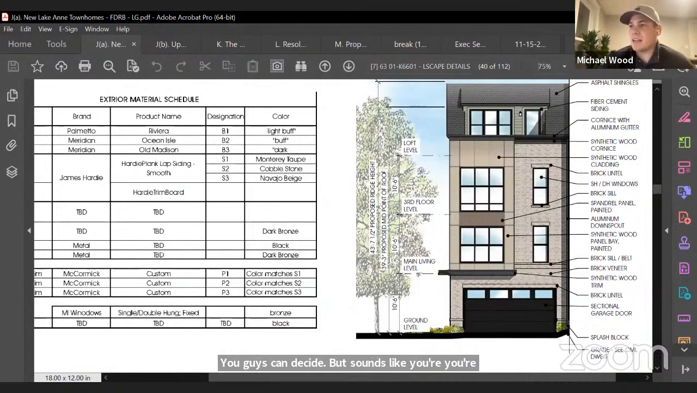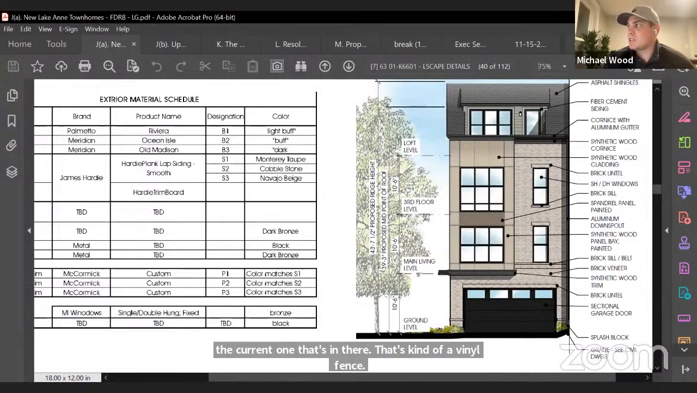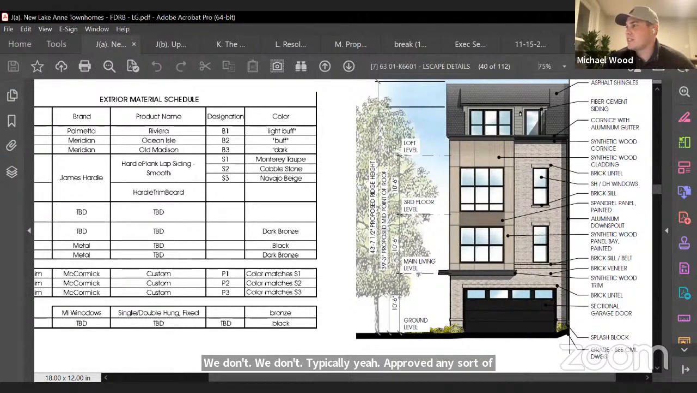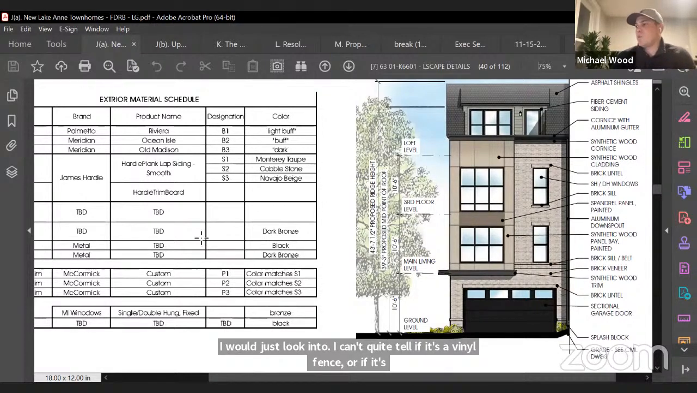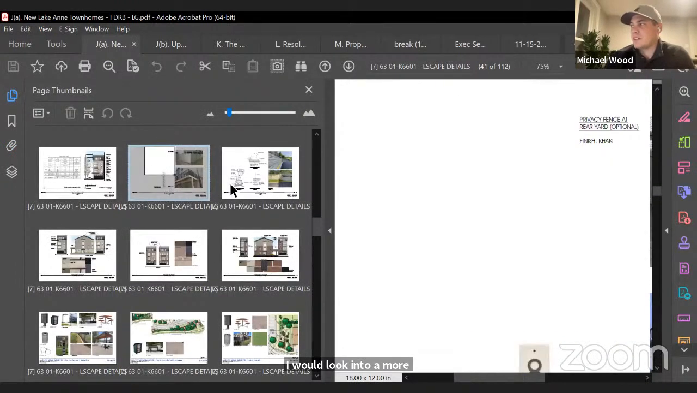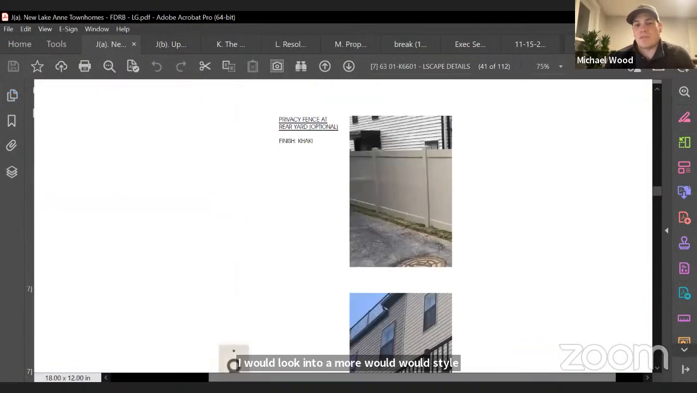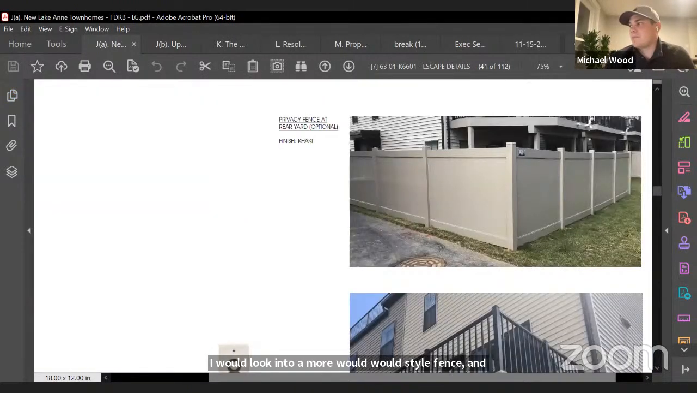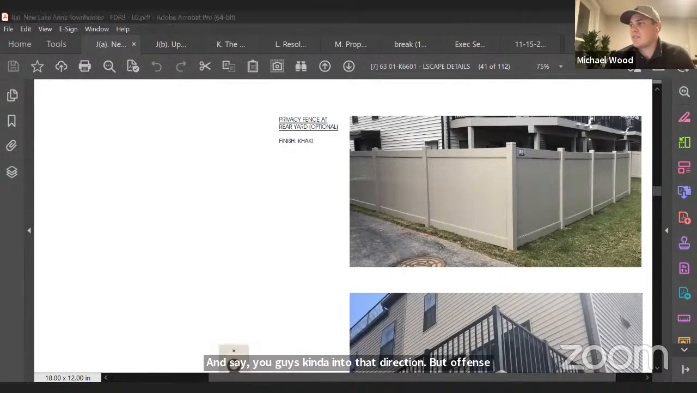We would just need the design of that specific fence. The current one in there is kind of a vinyl fence. We don't typically approve any sort of vinyl fences like that. I can't quite tell if it's vinyl or just looks vinyl because of how shiny it is. I would look into a more wood style fence. Cam can show you our fence guidelines and send you in that direction. But a fence like that is typically not going to be approved in Reston.